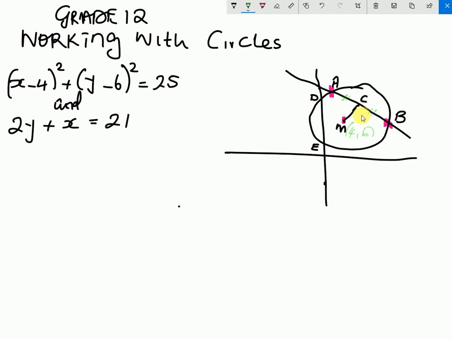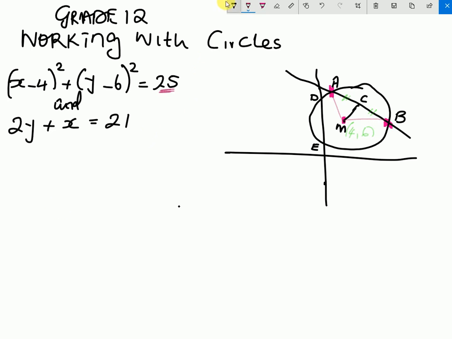Can you interpret another thing? This is the point of intersection. But people, as I've indicated in geometry once, every time you see the center, draw a radius. How much is this radius, people? You can use this one to get the radius.